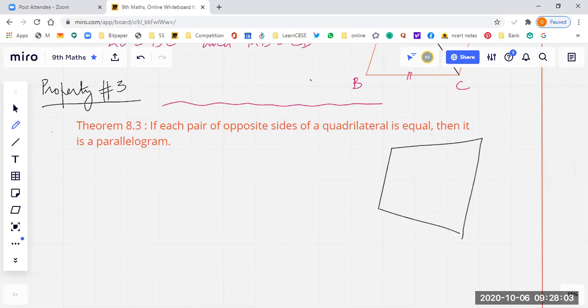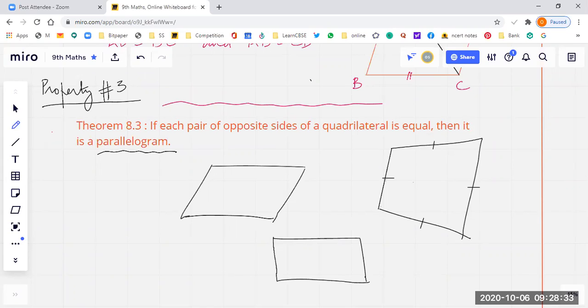So in this quadrilateral, the opposite sides are not equal, right? But in case the opposite sides are equal, these opposite sides are equal, these opposite sides are equal, then it says it's a parallelogram. But my question is, why doesn't this property say that if each pair of opposite sides of a quadrilateral is equal, then it's a rectangle? Can any student tell me?